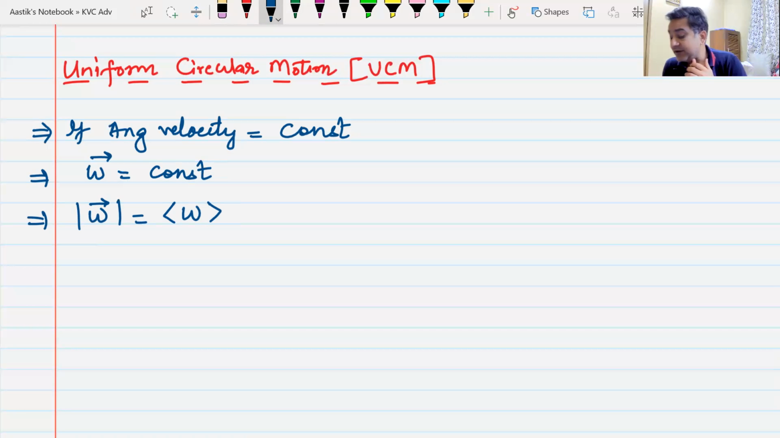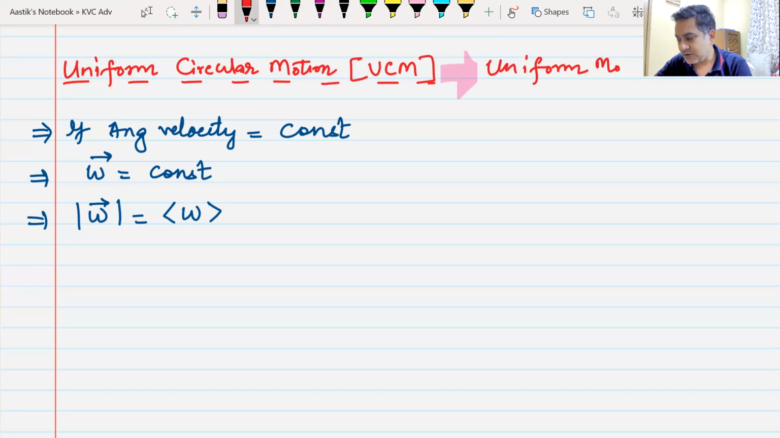What does this remind you of? Uniform circular motion, where angular velocity is constant. What should it remind you of? It should remind you of uniform motion in linear motion.